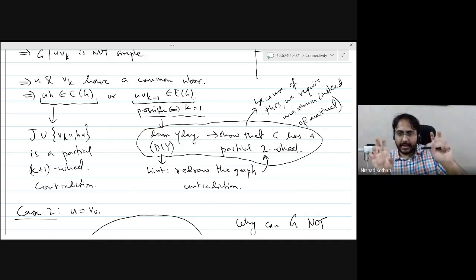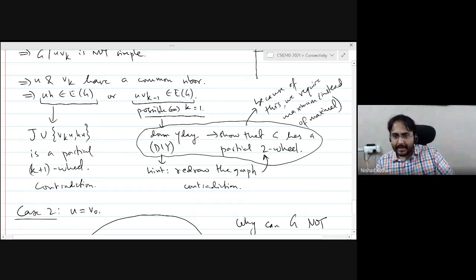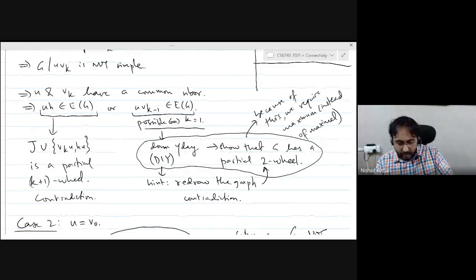Your H is no longer the hub. The hub is a different vertex. And that is why you need to choose a maximum k wheel in this proof. And maximal does not really work. Or if it does, you need to do some additional work, which we don't want to. Okay. So we choose a maximum structure. That is our step 2.